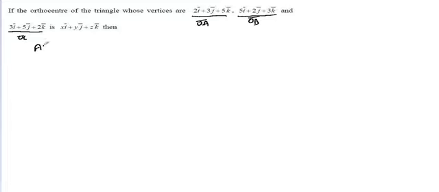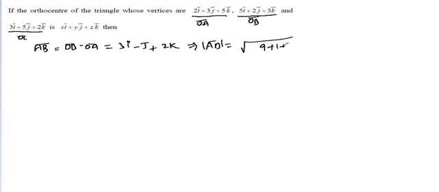Now we find AB bar, the sides of the triangle. AB bar is equal to OB bar minus OA bar, that is 5i minus 2i is 3i, 2j minus 3j is minus j, 3k minus 5k is minus 2k. That is, modulus of AB bar is equal to under root of 9 plus 1 plus 4, that is equal to root 14.